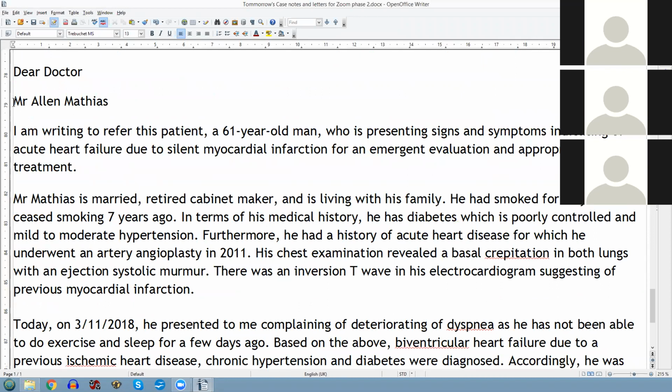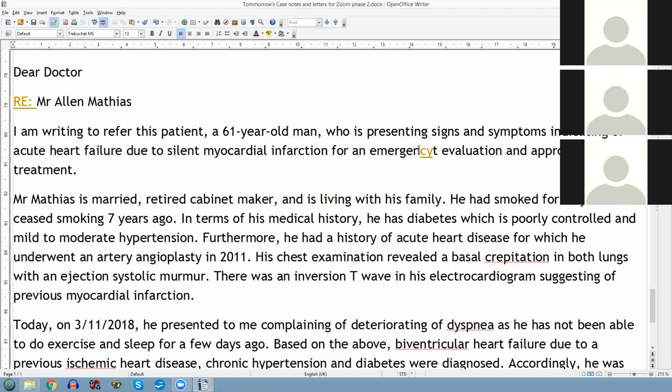I think that's better, referring to, instead of just writing to refurbish patients. For an emergent, you mean emergency, because emergent and emergency are not the same. Emergent means something is emerging, it's coming through. Emergency means it's urgent. And emergency evaluation, appropriate treatment. Okay, that is pretty good.